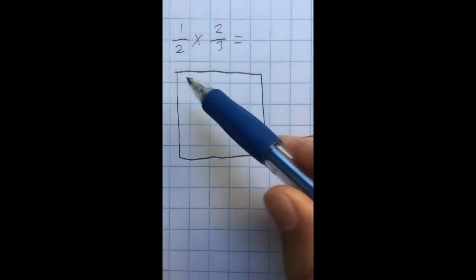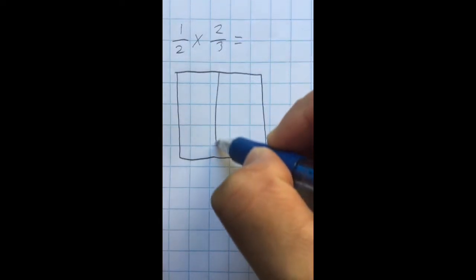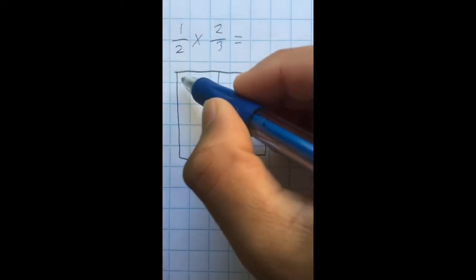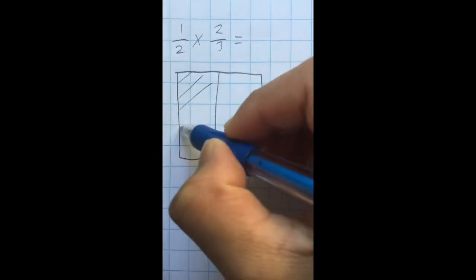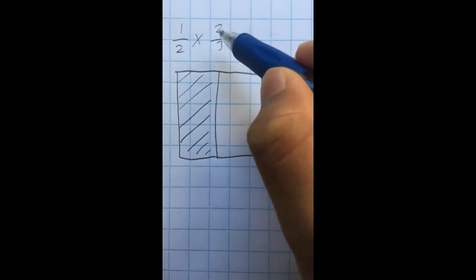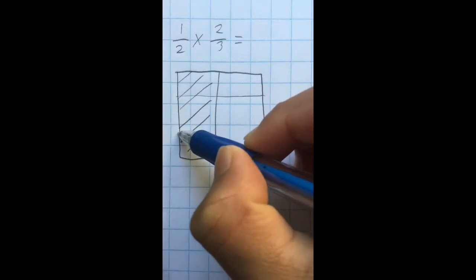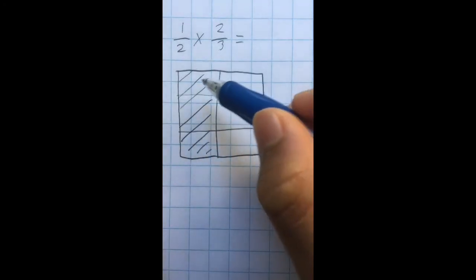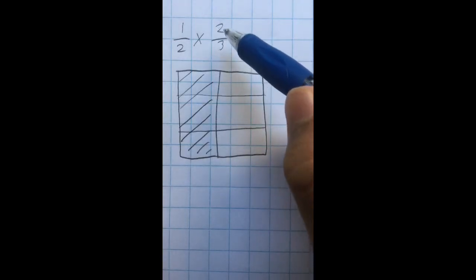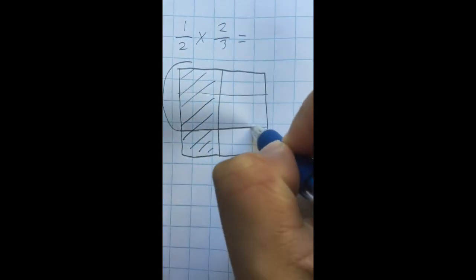To work it out, first draw a box like this, then split it into two halves. That's over here. Then it's only one of the halves that's in the fraction, so we'll shade in one of the halves. Then the second fraction is 2/3, so we'll split it into 3 rows. There, so 1, 2, and 3. And it's 2 of these thirds that's in the fraction, so we'll circle 2 of these rows.